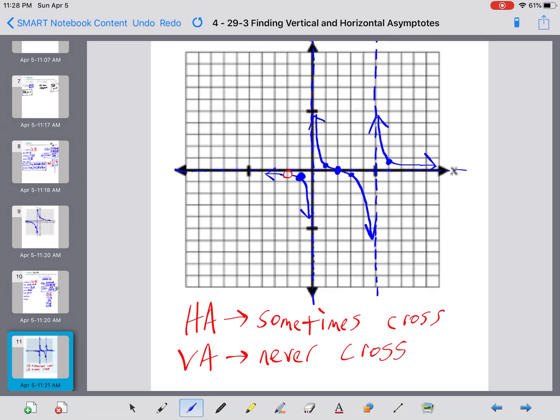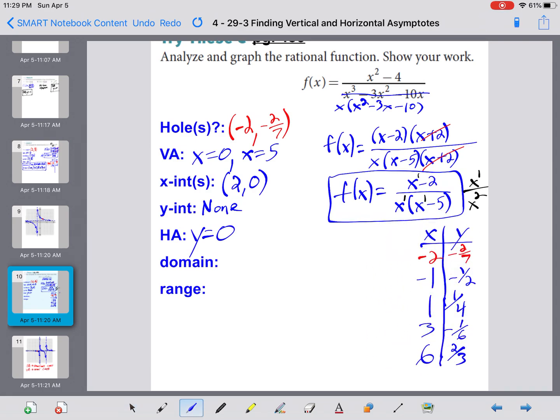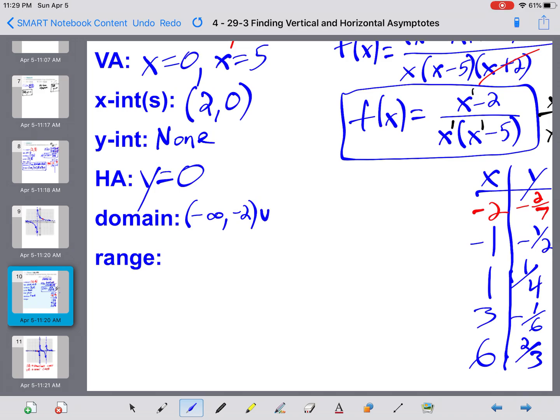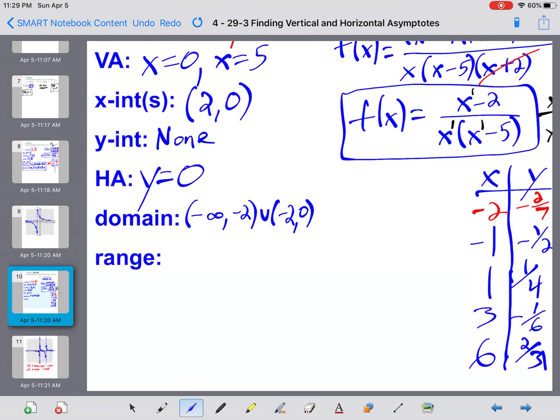Now, let's go back and do domain and range. Again, skipping over the hole. So, domain, I'm going to move this table over a little bit. All right, so the domain is negative infinity all the way up to the hole, which is -2. Then union, -2 to the vertical asymptote of 0, right? So negative infinity to -2, -2 to 0. Then I have 0 to 5, and then finally 5 to infinity. A lot of stuff to skip over there, right?